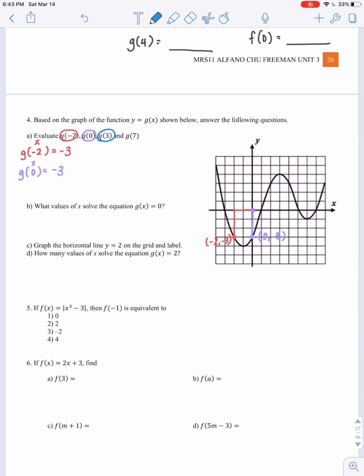Let's do g of 3. G of 3, so I'm going to go on my x-axis. Oh, I shouldn't have drawn a point. I'm going to find 3. Here's 3, and now I'm going to go up. And that gives me the point 3, 4. Meaning when my input is 3, my output is 4.